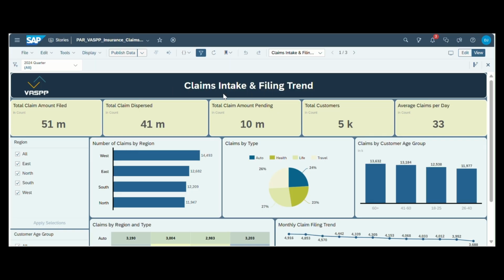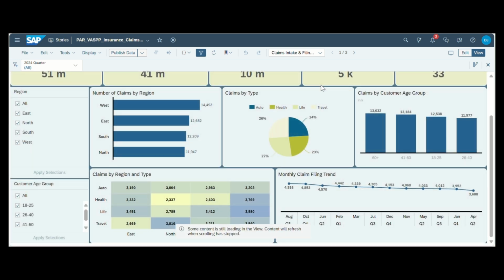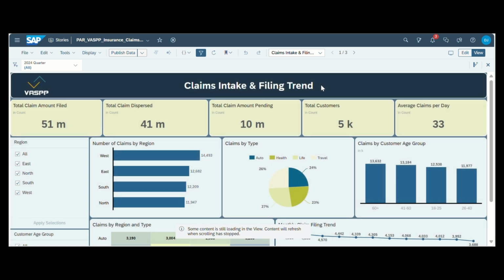Welcome to the Page 1 Claims Intake and Filing Trend Dashboard, your frontline command center for understanding how insurance claims are flowing into the system. Whether you're in claims operations, policy design, customer support, or finance, this page offers a 360-degree view into claim volumes, customer segments, and the financial exposure you're managing every single day.